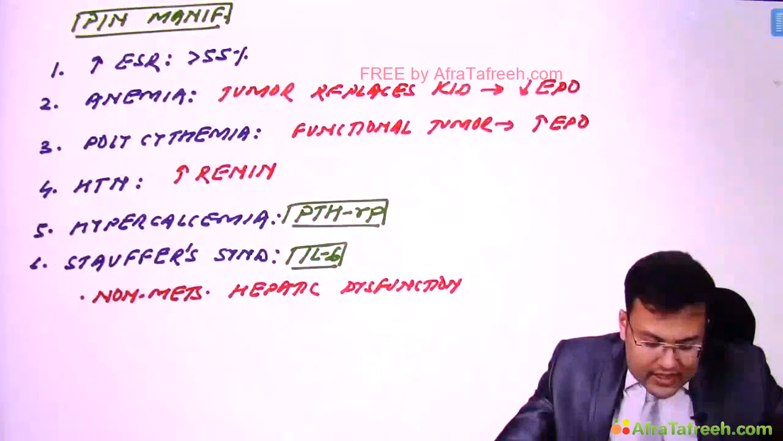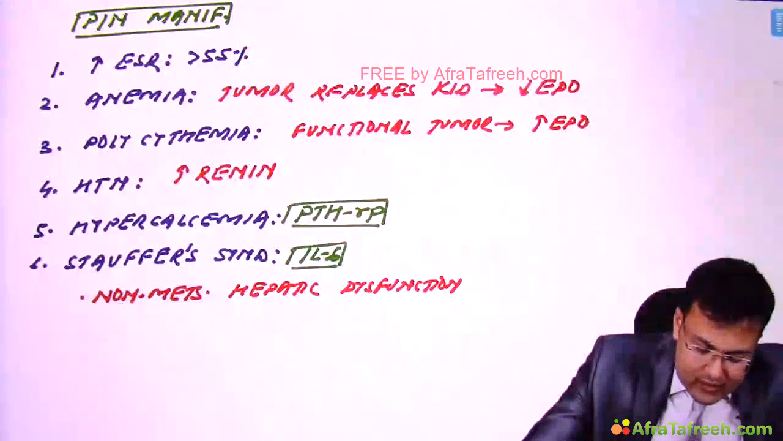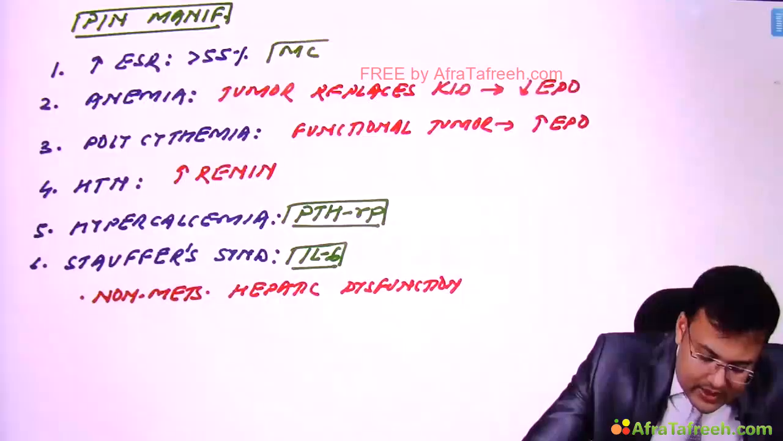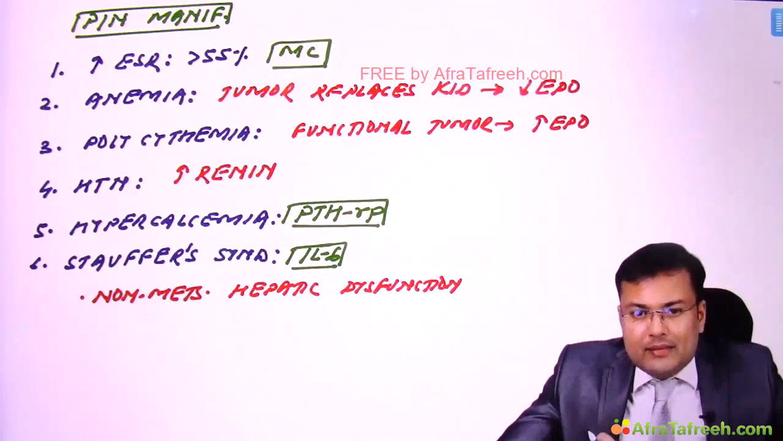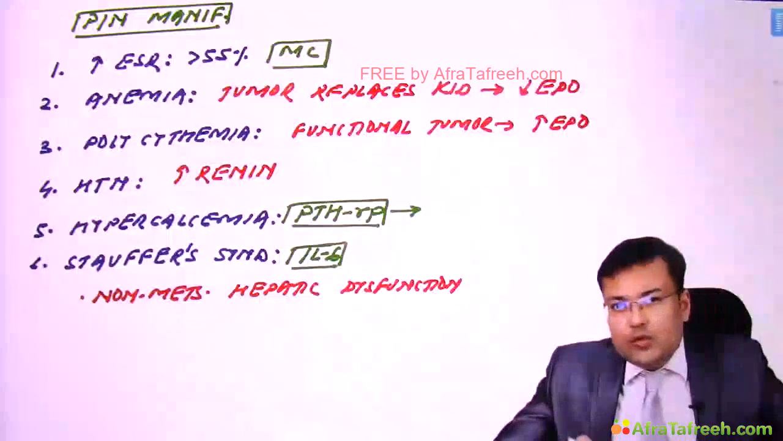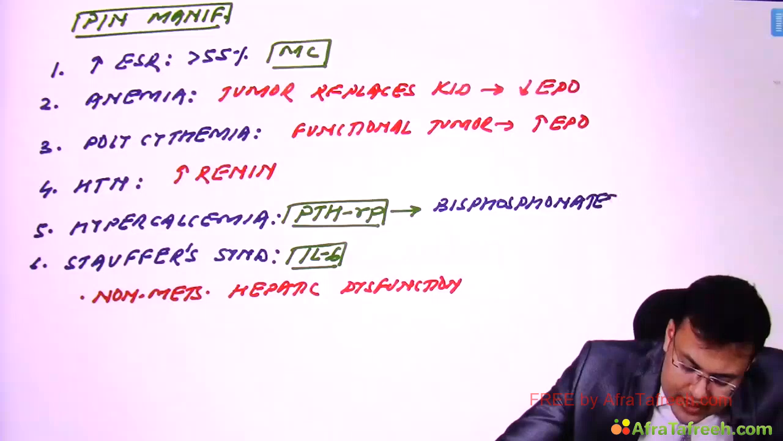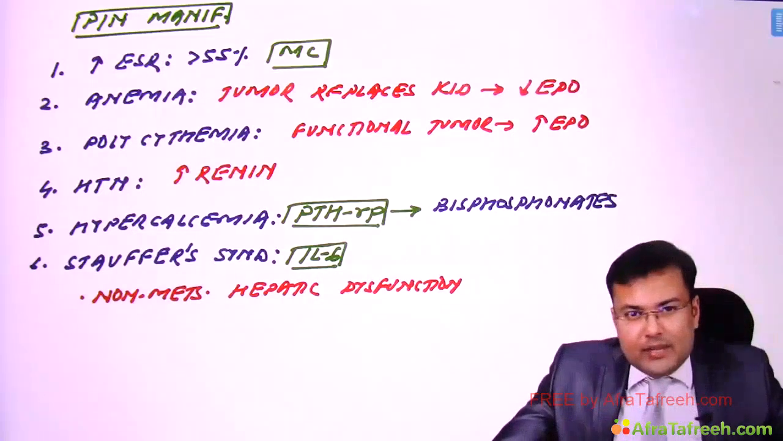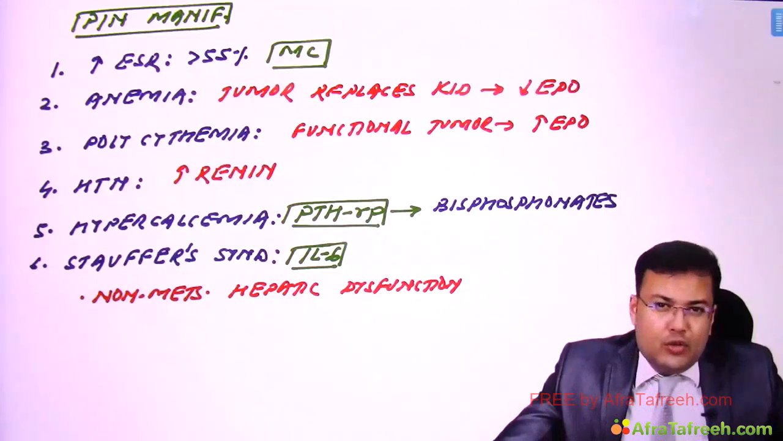Now out of these 6 paraneoplastic manifestations we discussed, which one is most common? It's raised ESR. Out of these 6, which is completely managed medically? That is hypercalcemia. So which drug is given? We give bisphosphonates. And what is the drug of choice in bisphosphonates? We give zoledronate or zoledronic acid.